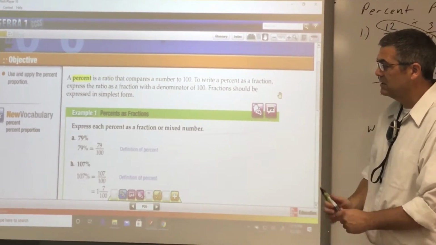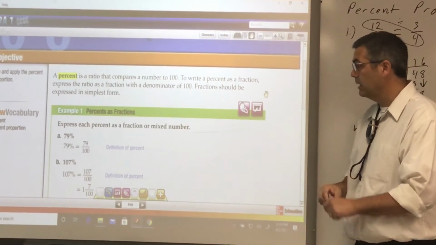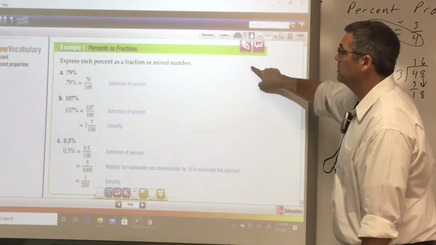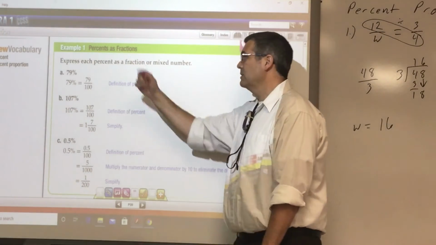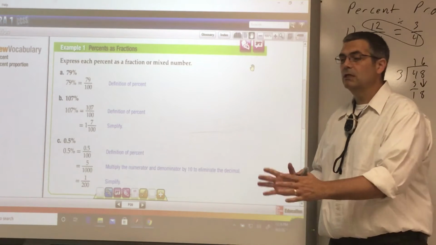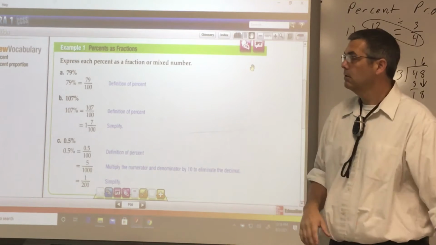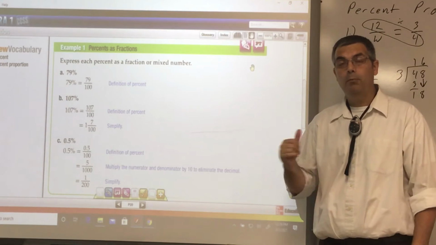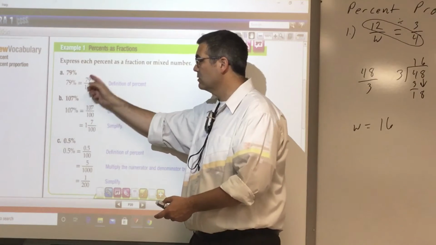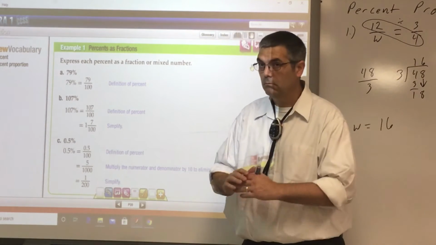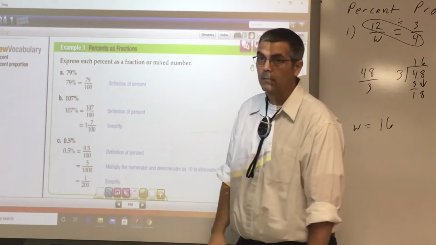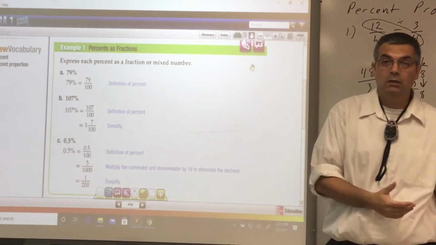Fractions should be expressed in simplest form. Yeah, most of the time that's true, and we're going to deal with that. So here, express each percent as a fraction or mixed number. Guys, if it gives you a percent and they say to express it as a fraction, all you're going to do is take that number and put it over 100. That's what they did right here. 79% equals 79 over 100. That doesn't reduce, so they don't do anything with it.